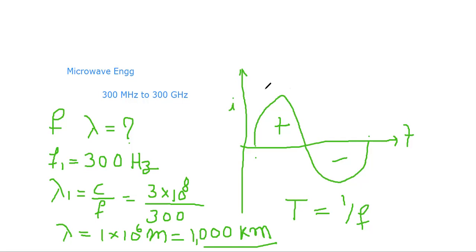Because the reason is the direction of current in this positive half cycle. If it is in this direction, then this current will be in the opposite direction. This current is in the opposite direction.